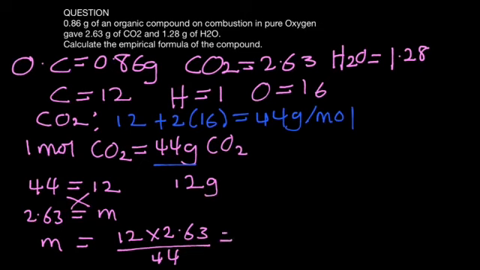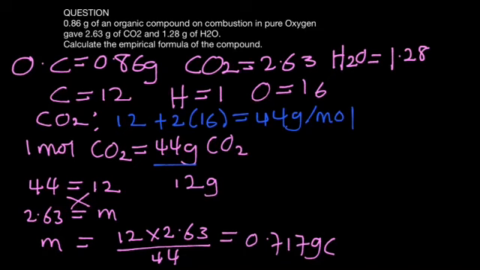So when we punch that on the calculator, we are going to get carbon to be 0.717 grams. Okay, now let's find the percentage of carbon in the compound. So we are going to divide the mass of carbon by the mass of the compound and multiply by 100.